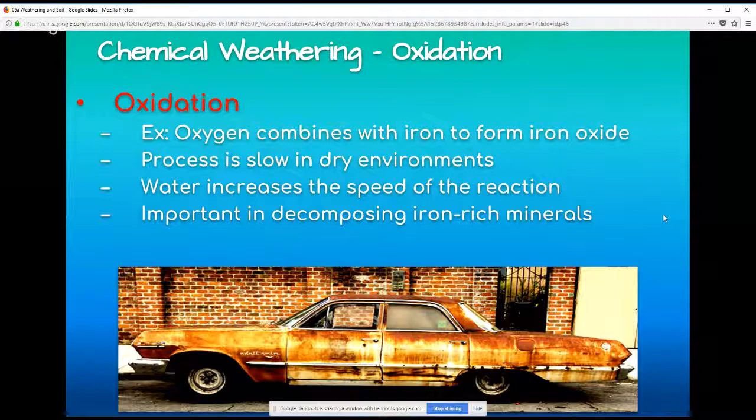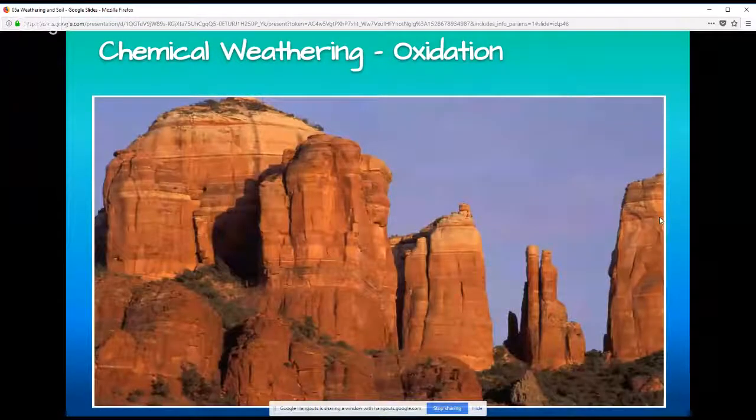A lot of times, without water, this can be a relatively slow process. Water drastically increases this, as do salts in the water, which can help speed up the reaction as well. You get a lot of oxidation in marine or coastal environments. Here is some of the oxidation of iron in terrestrial sandstone here in Utah.